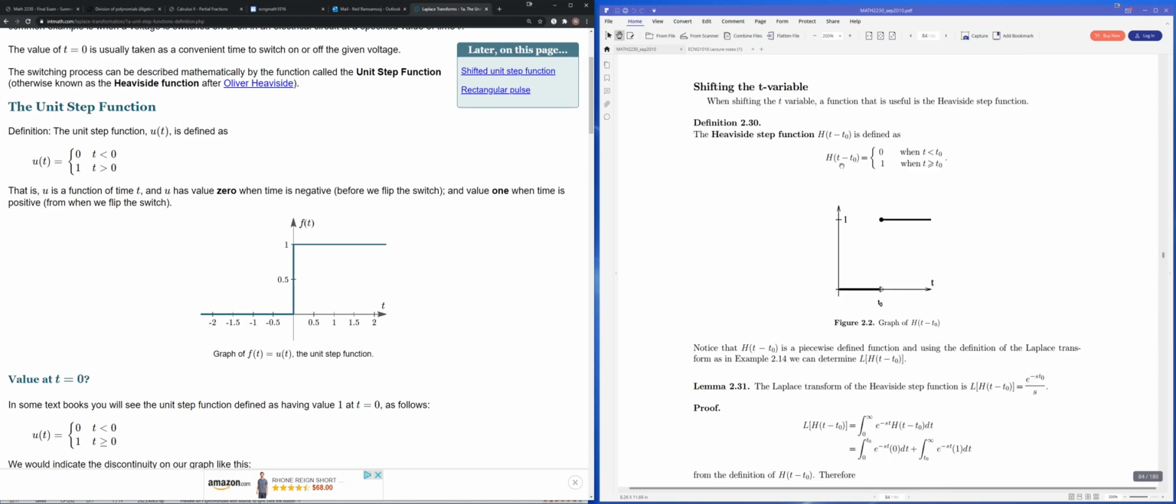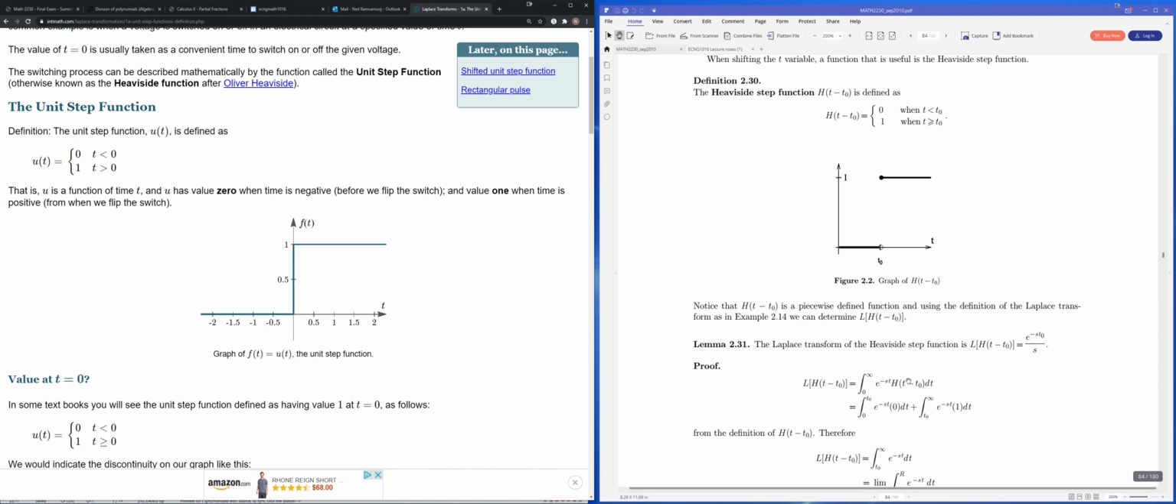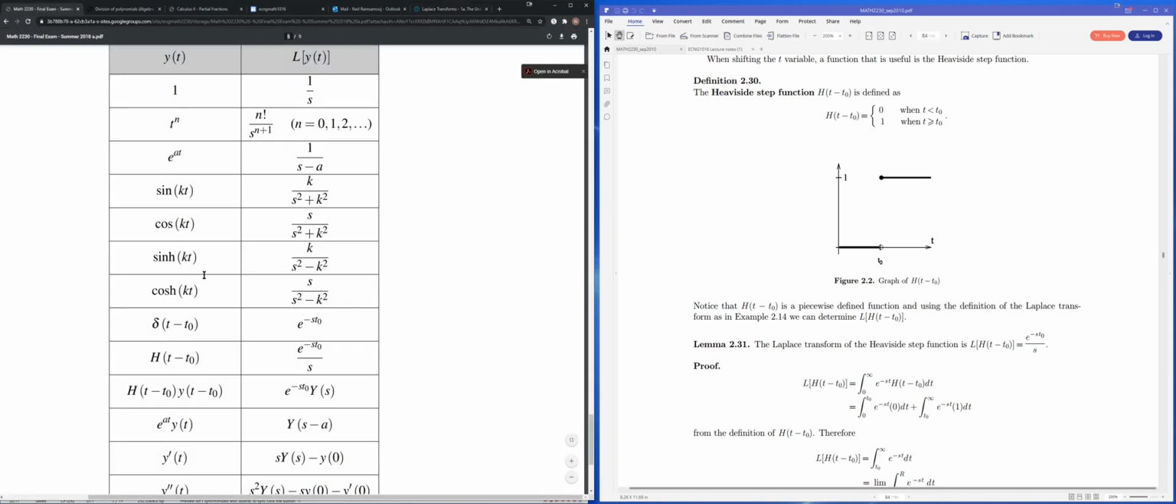Now, this being a piecewise defined function, you should actually know how to get the Laplace transform of this. The proof is in the notes, but what I really want you to get out of this is that the Laplace transform of your Heaviside step function is e to the minus s t0 on s. So this is a formula for the Laplace of Heaviside, and that's typically given in your tables as well.